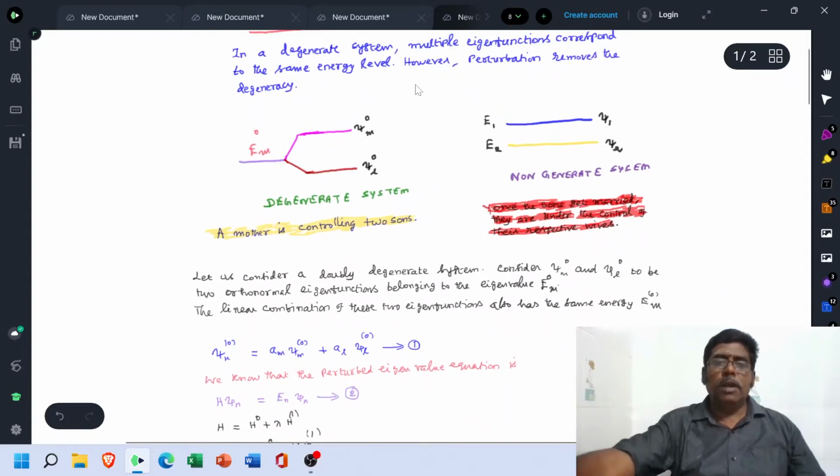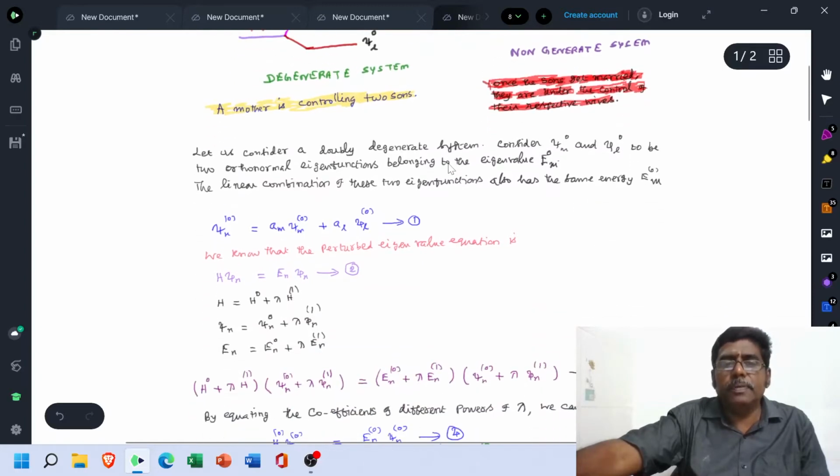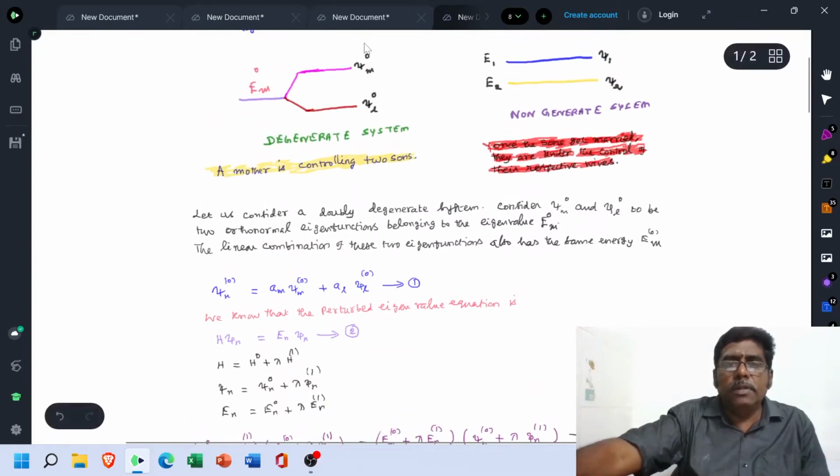See, come to our practical life. Before marriage, two sons, psi m0 and psi l0, are under the control of their own mother, Em0. Once they got married, they are under the control of their respective wives. So, marriage is a perturbation. See, this is twofold degeneracy.